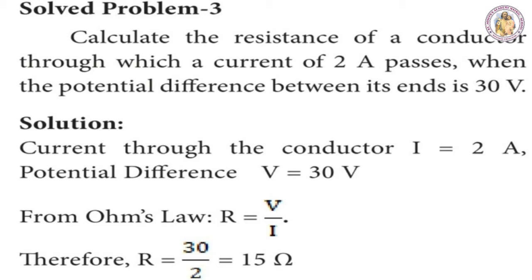15 ohm. Resistance unit is what? Ohm. Okay, so R is equal to 15 ohm. So resistance is what? 15 ohm.